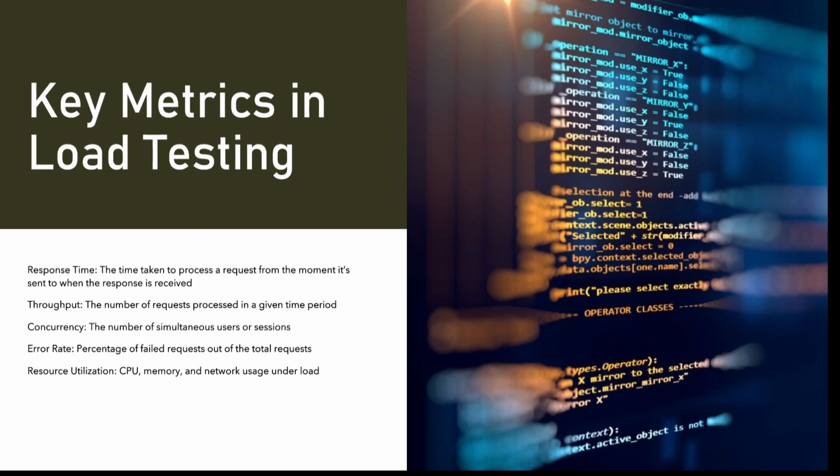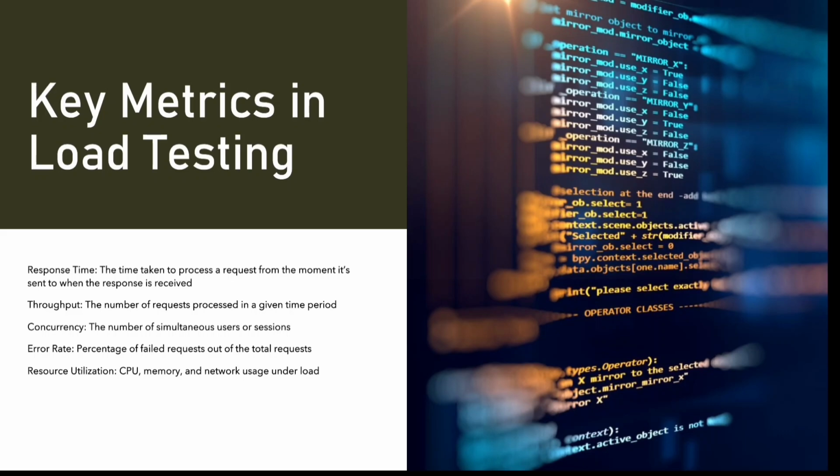Okay. Now we have some key metrics in load testing. First thing is we need to check the response time, the time taken for each and every request and response going and coming. That response time is required here, and then there is throughput. Throughput means the number of requests processed in a given time period. Once we collect that data, we need to collect the concurrency, the number of users or how many sessions are going in parallel, that we need to check.